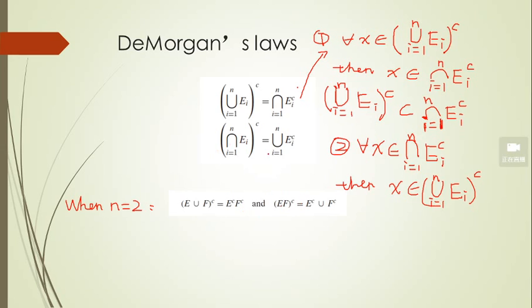For the second one, when n is 2, that will be the intersection of two events, E and F, then take the complement. That equals E's complement union F's complement. So it's very clear to figure out when n equals 2 or when n equals 3. It's easy to understand that.